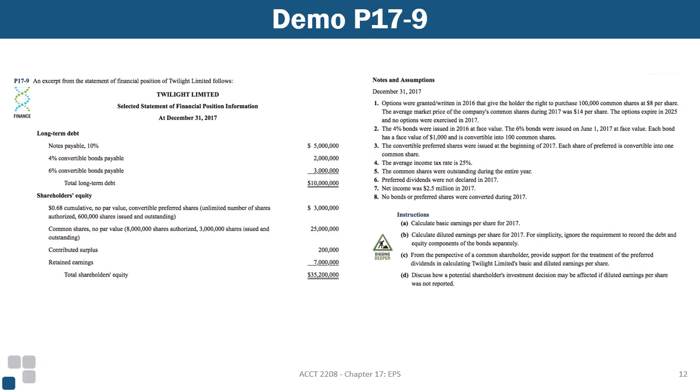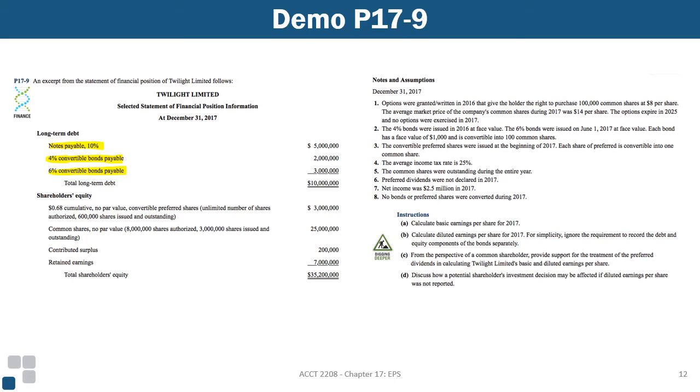So now let's move on to P17.9. This is a bit of a bigger problem. So what do we have here? The company has notes payable, convertible bonds, 4%, convertible 6% bonds. See, these are the important ones. Those notes payable, meaningless to us. It's these 4 and 6% convertible bonds because they're convertible into common shares, right? Those we'll have to worry about.